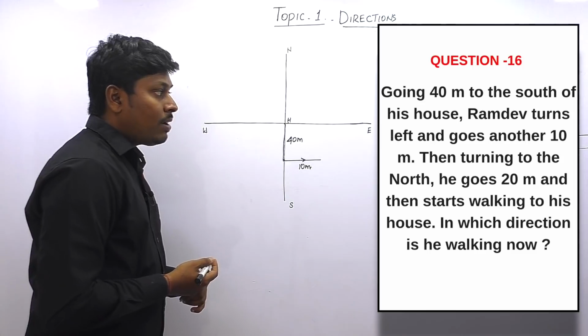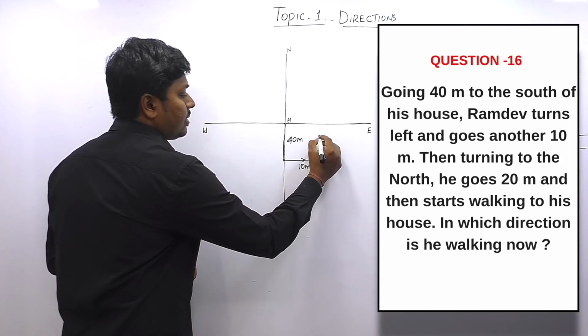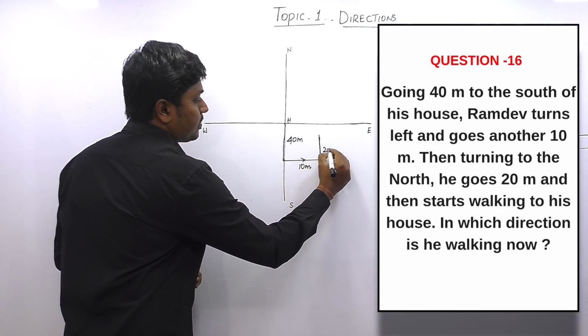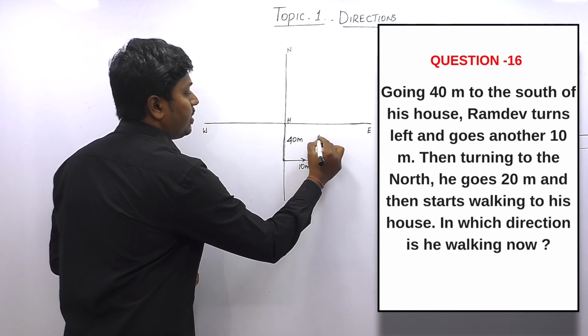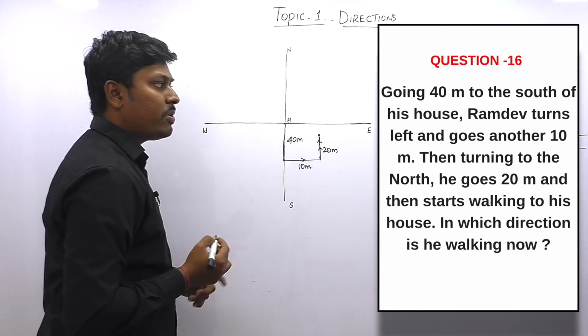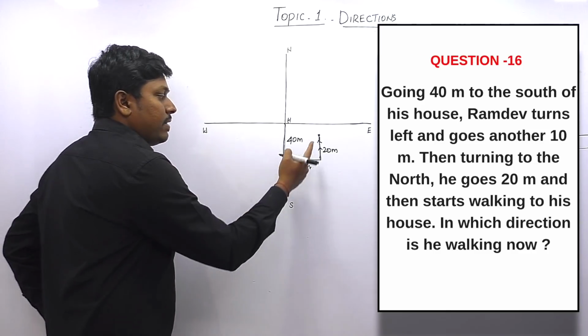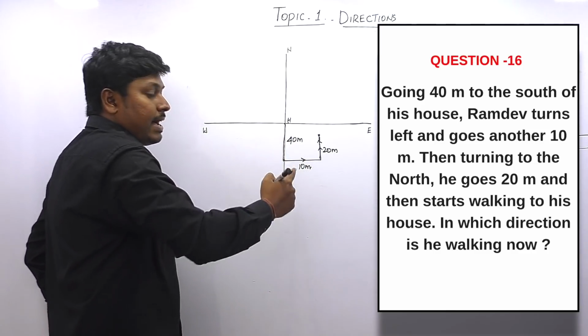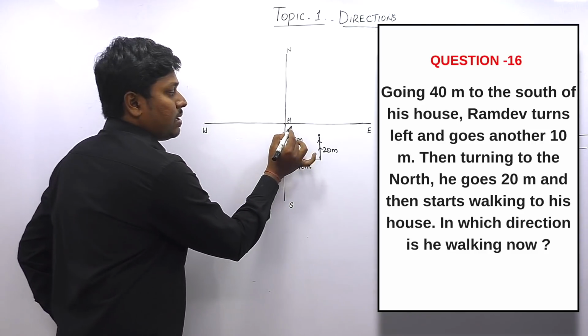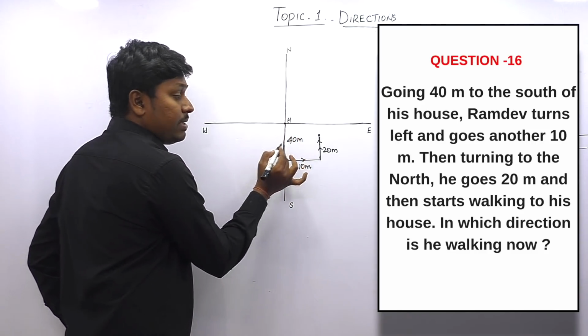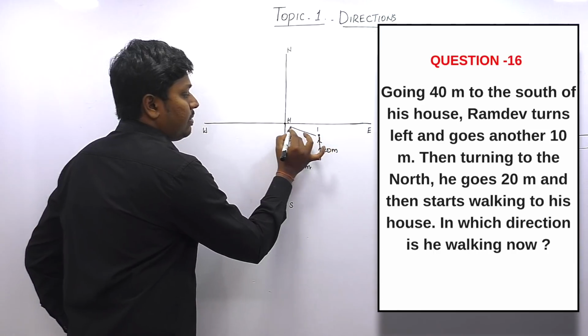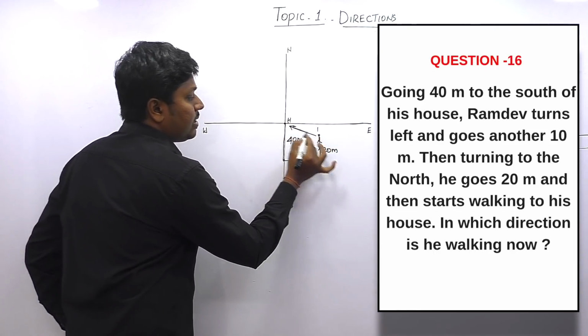Then turning to north, he goes 20 meters. So north and he is walking 20 meters. So this will be 20, stops exactly at this point. Okay. And then starts walking to his house. So listen carefully, after reaching this point, he again starts walking towards his house. We know that the starting point will be his house. So we can say he will be walking in this direction in order to reach his house.